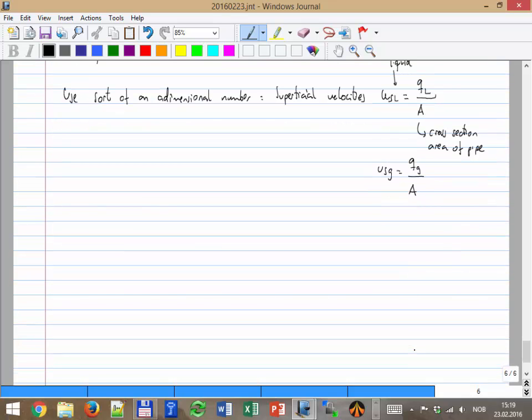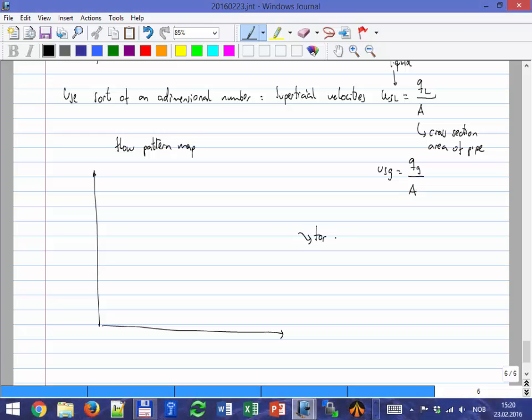And with these two numbers, people could at least try to find some relationship. So one of the first things that was done was to create some kind of a map, a flow pattern map, for a given inclination and fluid properties. What we do is we change the superficial velocities from a minimum value to a maximum value, and we create some kind of a combination matrix between them.